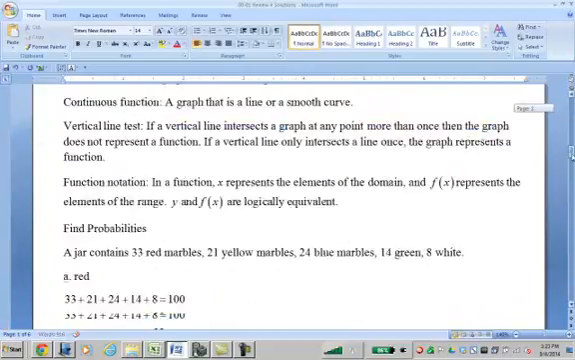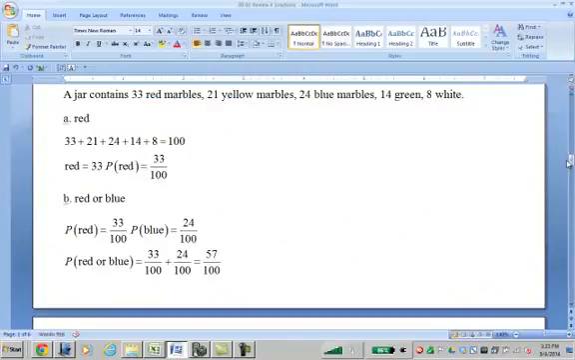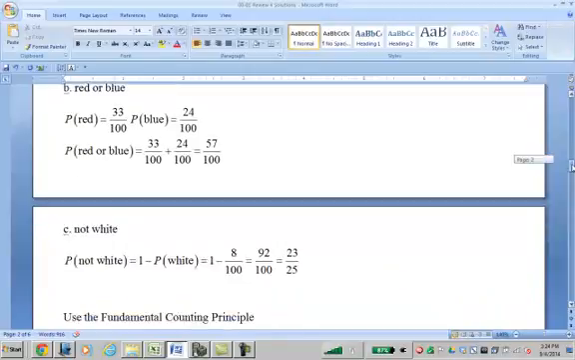to the number of possible outcomes for an event. Okay, so there's 100 marbles. So that's the number of possible events that you can have. 33 of them are red, so the probability of getting a red is 33 out of 100. Now, red or blue: probability of red is 33 out of 100, blue is 24 out of 100. So the successful outcomes is 33 plus 24, or 57, and so the probability of red or blue is 57 out of 100. When you're doing an OR, you're going to add the two probabilities together.